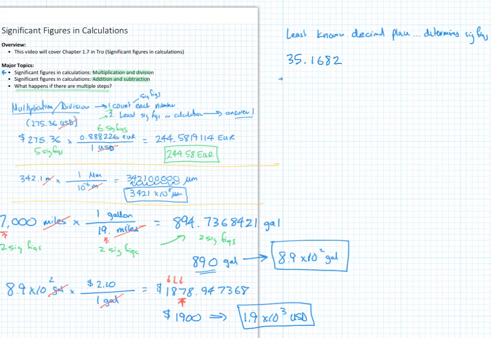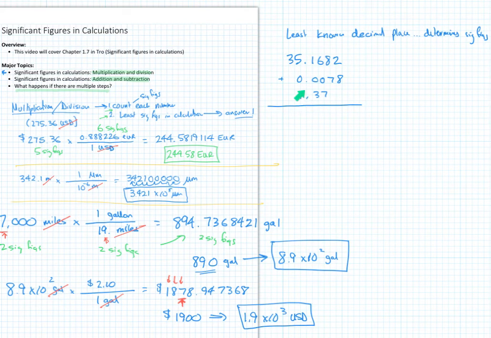35.1682 plus 0.0078, and I'm going to add 1.37 to this whole number. Okay, so I'm adding three numbers together, and you notice I have different numbers of digits after the decimal point.